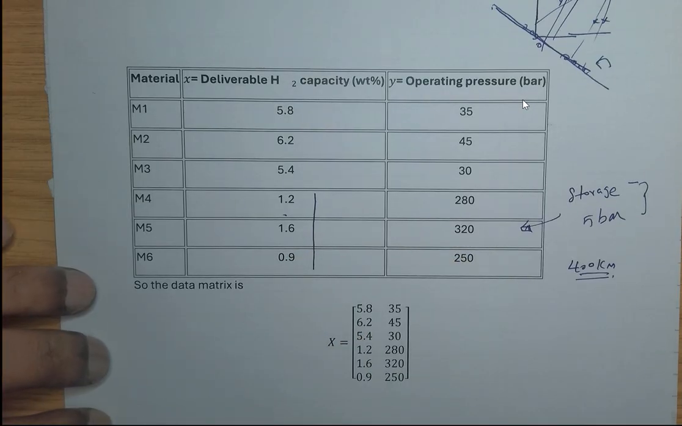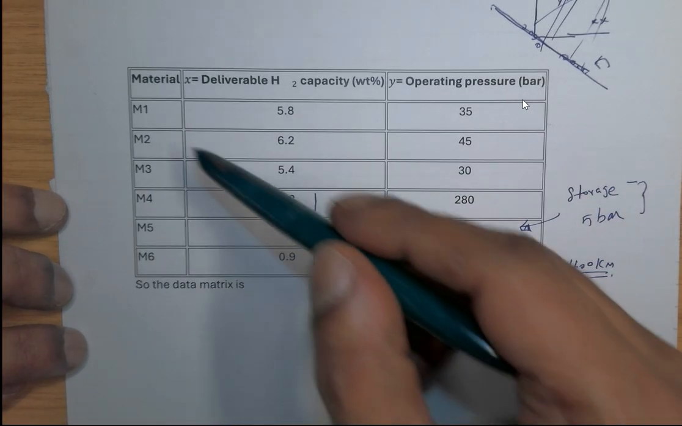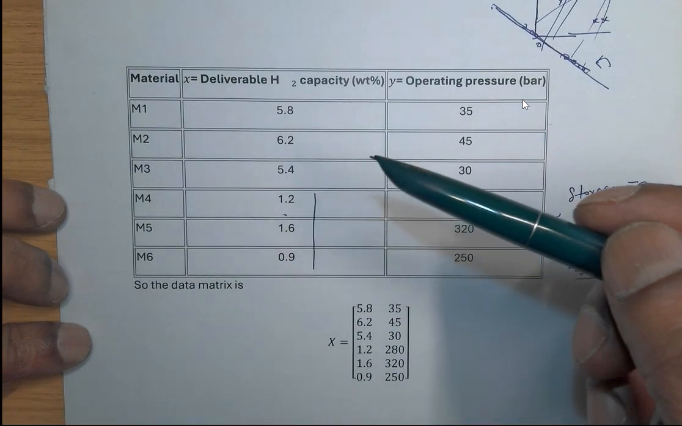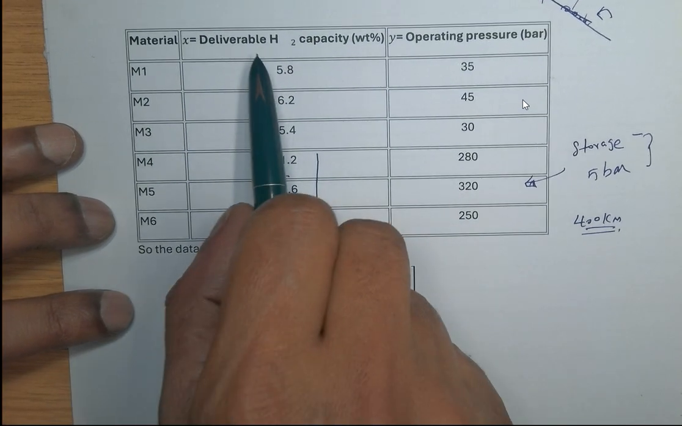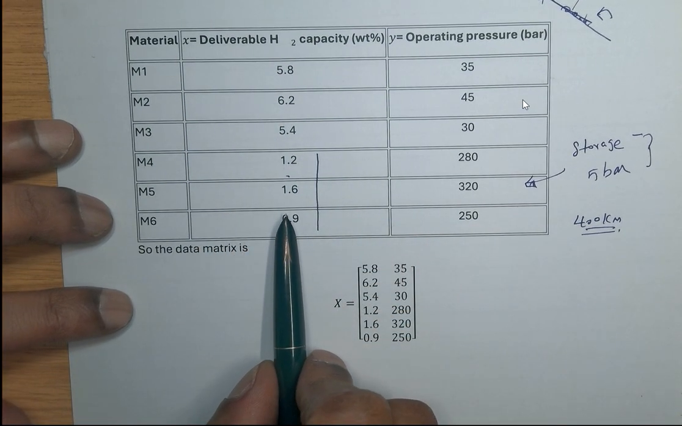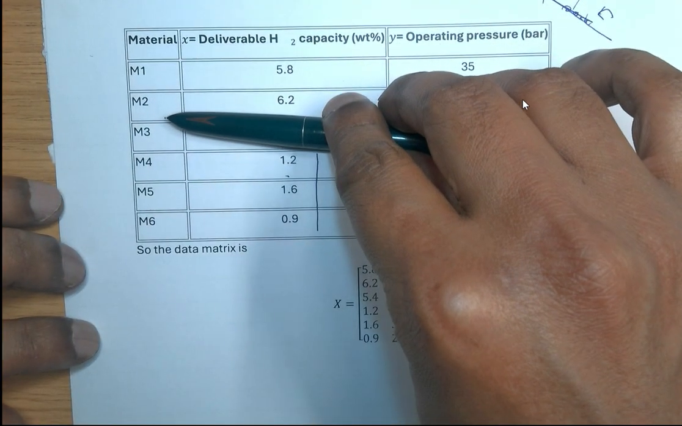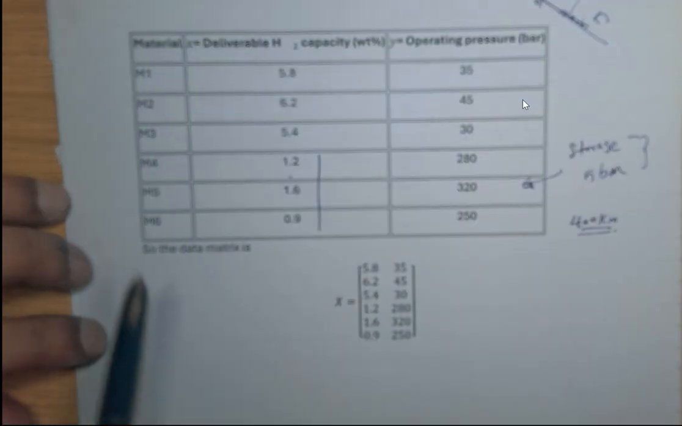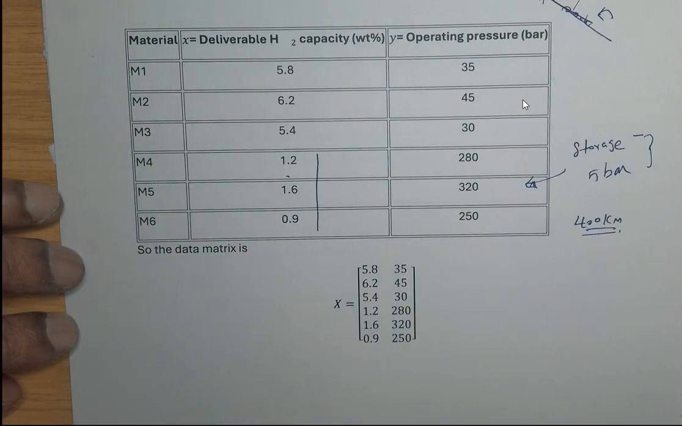So what we need to do is, okay, forget how we are going to store the hydrogen or what type of material it is, but the goal of this video is to explain how to deploy a principal component analysis and reduce the dimension. So what we have here is one variable which is your deliverable capacity, and another one is your operating pressure, and these are the different samples. So these are M1, M2, M3, M4. These are different materials. So you can consider this as your sample number, maybe 1, 2, 3, sample number 5, and sample number 6.